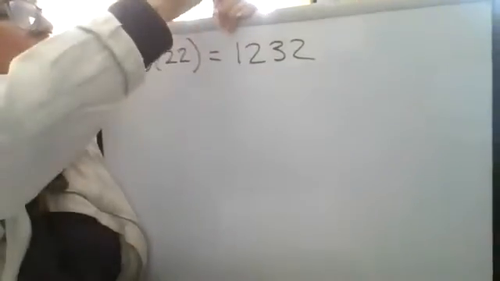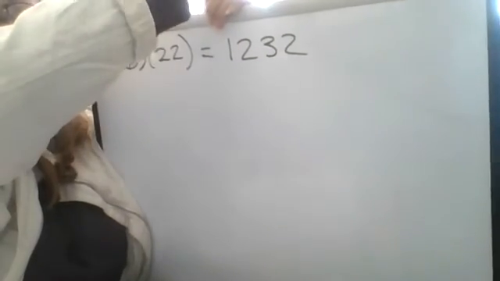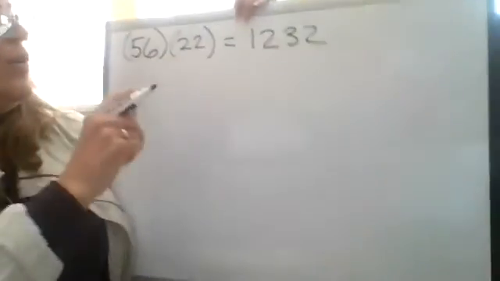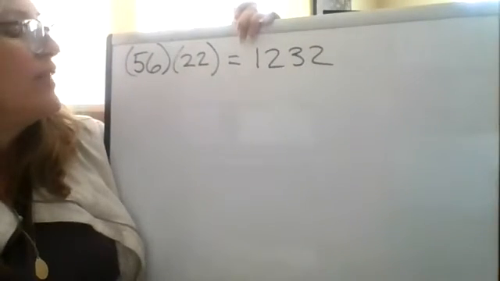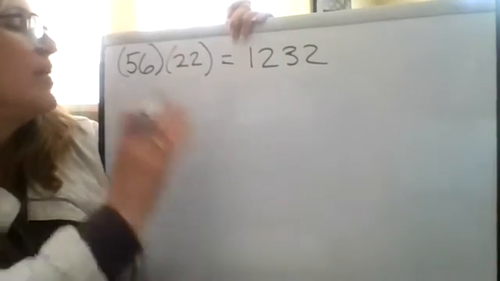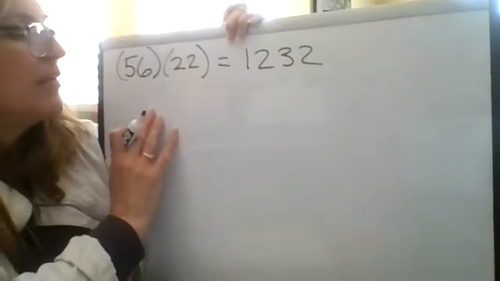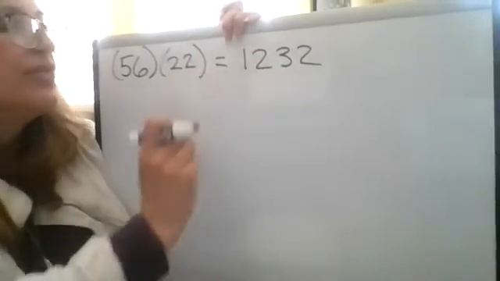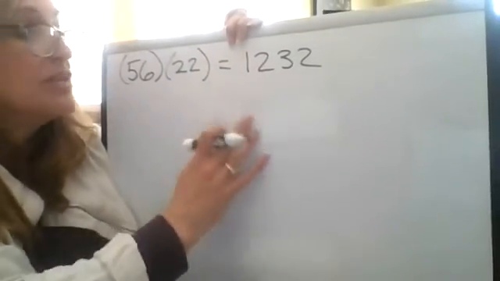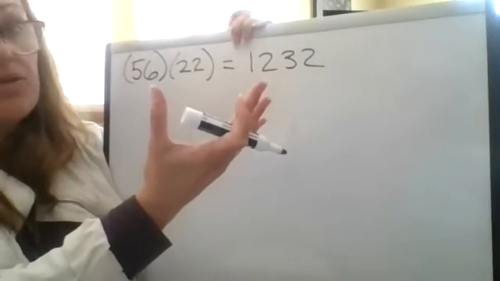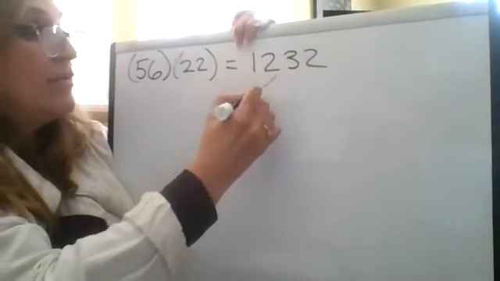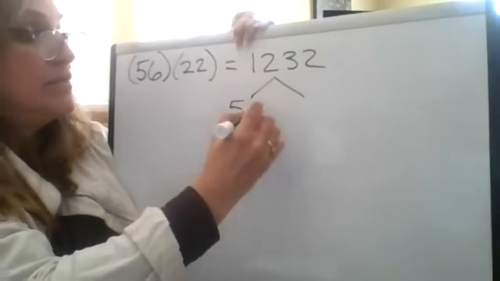Okay, let's look at another example. Really, ultimately, we're going to multiply two numbers together, and I want you to remember how to find the prime factorization of something. So if I multiply 56 and 22 together and get 1232, how do I find the prime factorization of that? Well, I already know that 22 goes in and 56 goes in, so I can just start there.